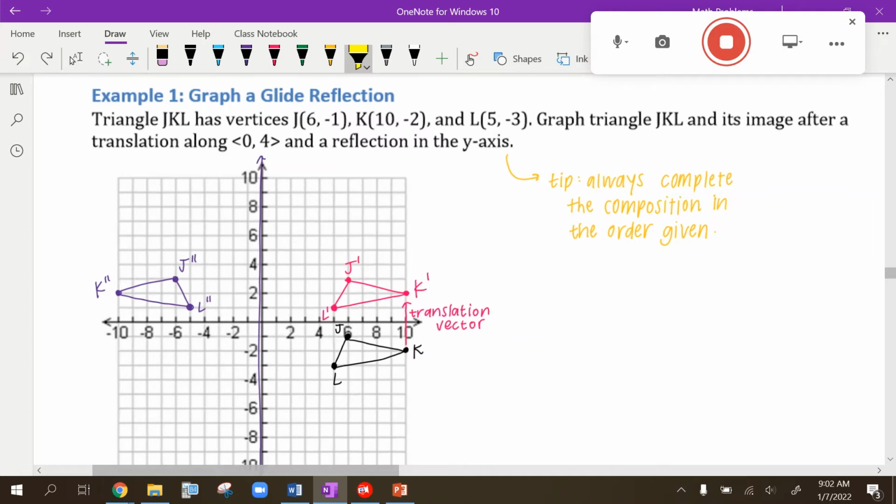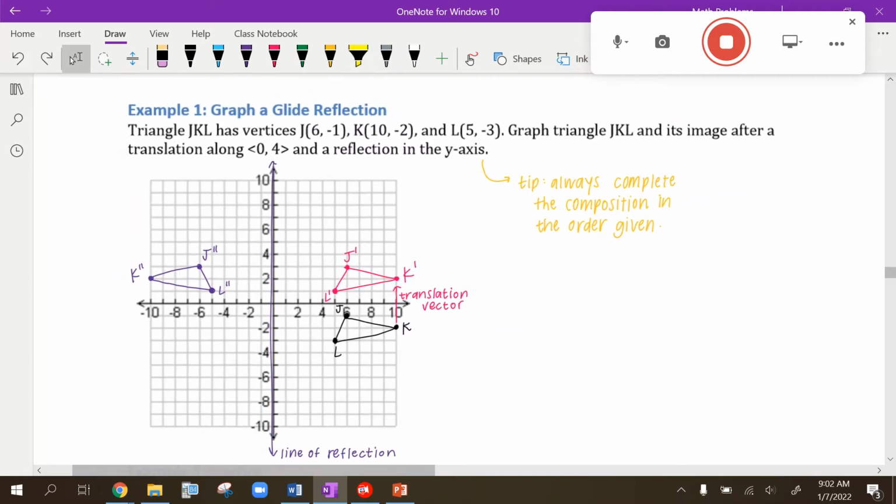That means that in order for this to be a glide reflection, we'll have to reflect over something that's parallel to vertical. That's obviously going to be a vertical line again. It told us to reflect over the y-axis. Notice the y-axis and our translation vector are parallel to one another. That's what makes this a glide reflection. So remember, to perform a reflection, you have to see how far away is each point from the line of reflection and go the exact same distance on the opposite side of the line of reflection. We'll do that for every single point on triangle JKL.